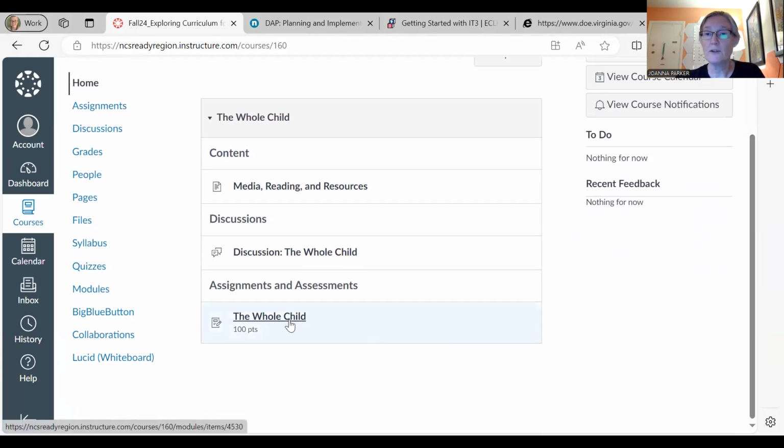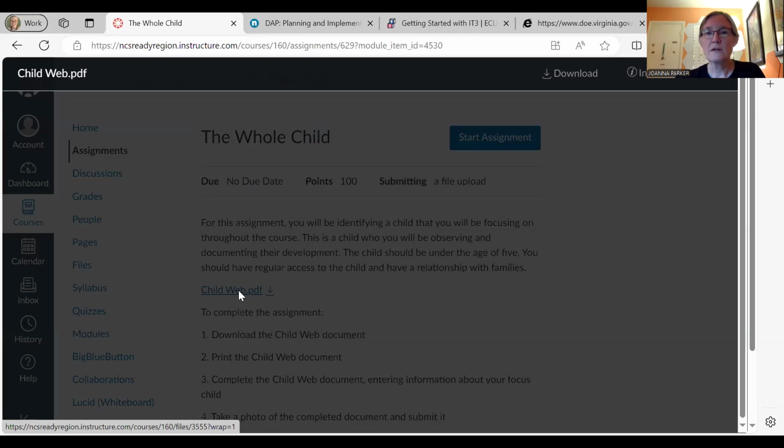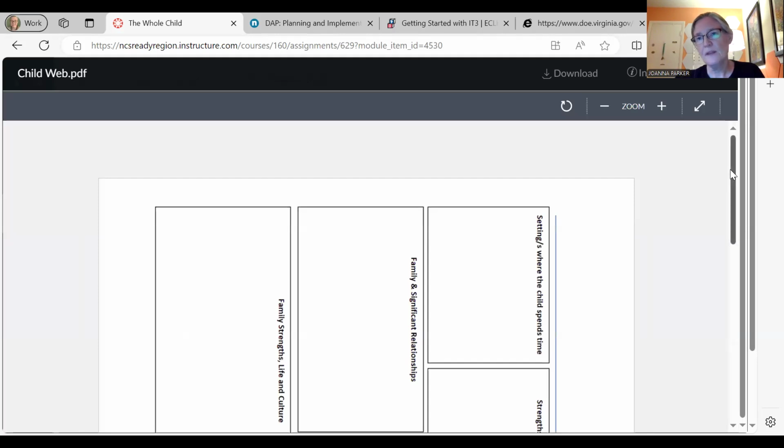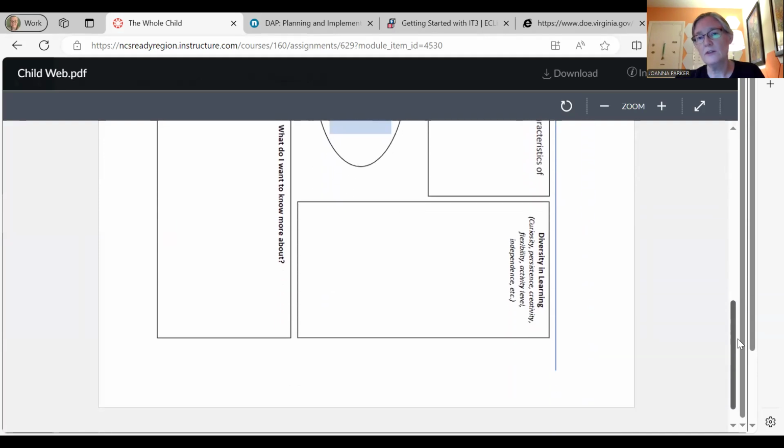Of where you are going to be identifying a child that you know well and who you have access to because you will be observing this child as part of the activities for this course. And you are going to be filling out and completing this child web, right? And so this is a handout that you will be filling out.